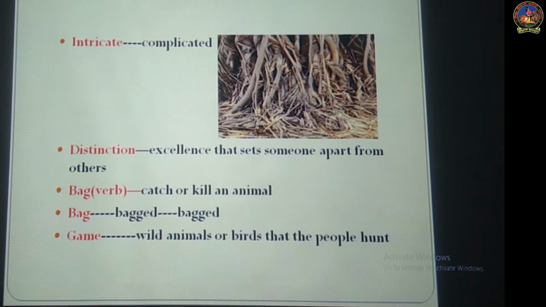While grandfather was walking along the jungle path, he saw a tiger cub whose length was 18 inches. And the tiger cub was hiding among the intricate roots of a banyan tree. Where was the tiger cub hiding? Among the intricate roots of a banyan tree.